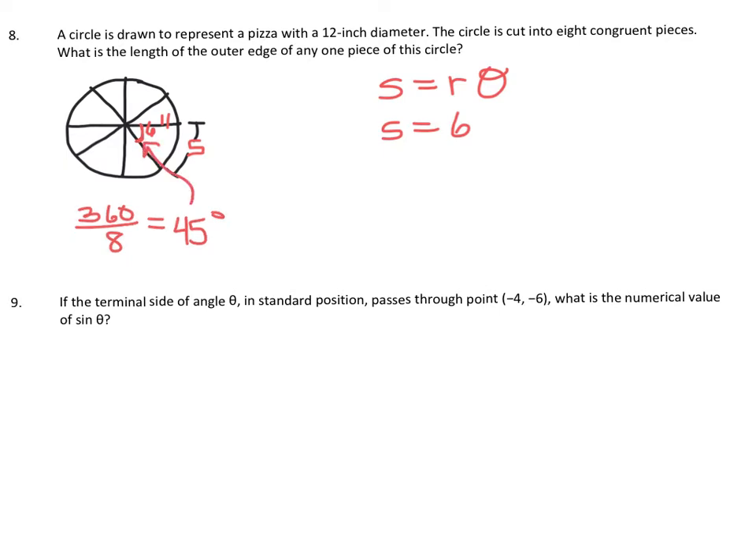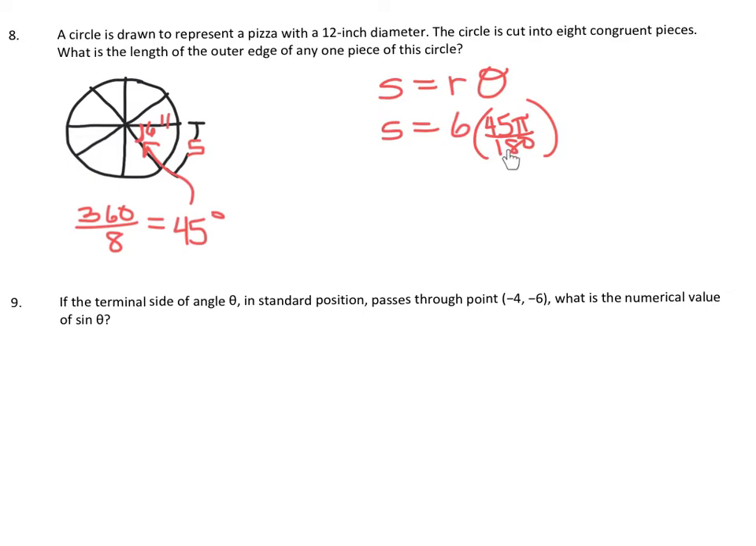Now, just like in the last problem, the angle has to be in radians. So to convert from degrees to radians, you just multiply by pi over 180. So you're going to do 45 times pi over 180. I plug it in right like that. If you want to simplify this to pi over 4, you can.